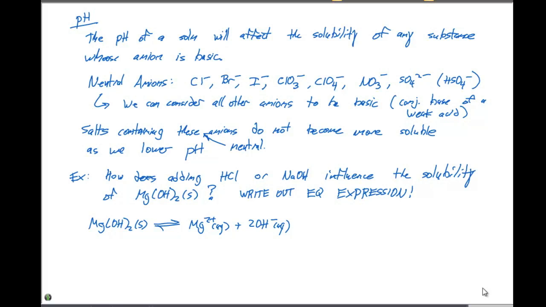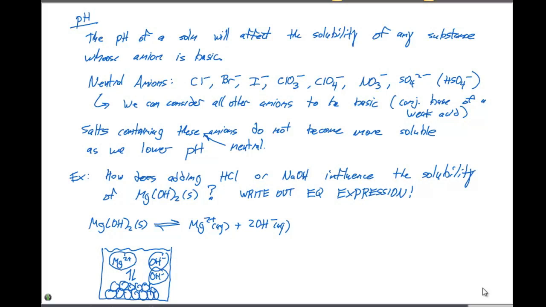So if we had a beaker of a saturated solution of magnesium hydroxide, think about it as we have the solid, which is these close-packed ions held tightly together. That's going to be in equilibrium with the magnesium 2+ and the OH-. So we have a dynamic equilibrium taking place here.